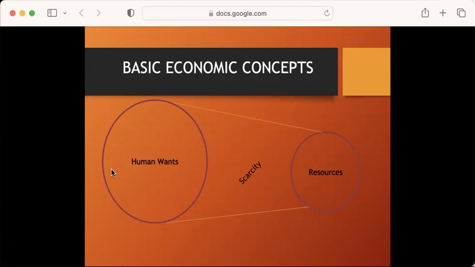So we have just learned about economic problems, that is, human wants being unlimited and resources being limited, leading to a problem of scarcity. Right now, because of this problem, we will end up with another issue, right? What's that? It is called choices, right?